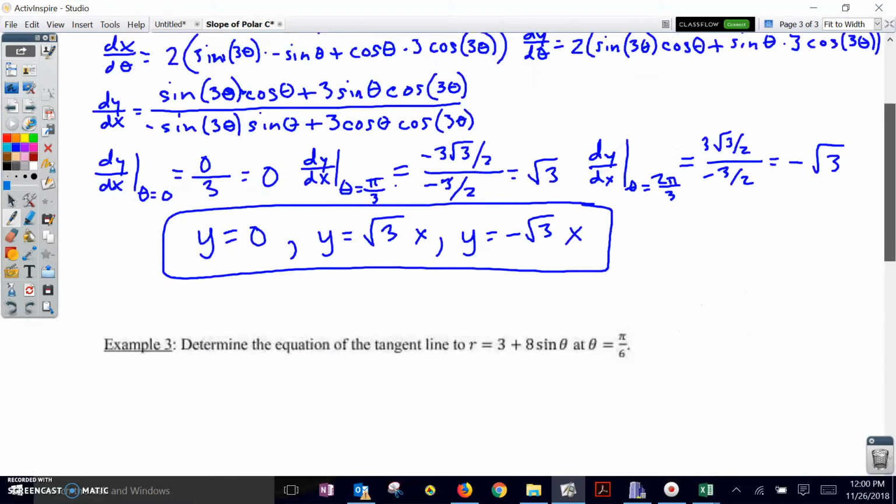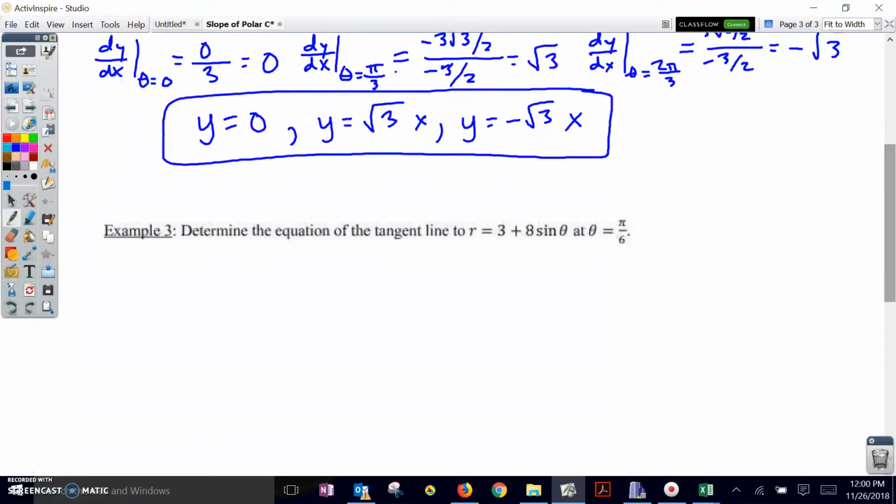Alright. Example 3. Determine the equation of the tangent line to r equals 3 plus 8 sine of theta at theta equals pi over 6. So to write an equation of a tangent line, I need two things. I need the point and the slope. I can get the point by just substituting pi over 6 into the expressions that I have for x and y. x is equal to r cosine of theta and y is equal to r sine of theta.